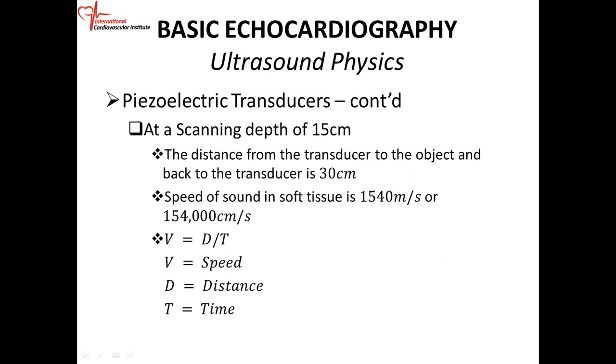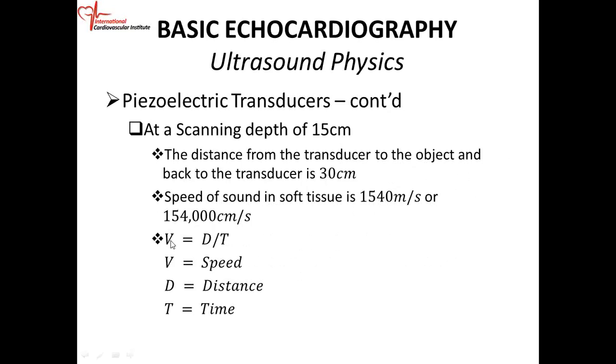So if you have a depth of 15 centimeters, the ultrasound beam has to travel 15 centimeters to the structure and 15 centimeters back to the ultrasound probe. So the total distance that the sound wave is going to travel is 30 centimeters. And we know the speed. The speed of ultrasound in soft tissue is 1540 meters per second. But because this is in centimeters, you have to convert everything to centimeters. So 1540 meters per second is 154,000 centimeters per second. Get all the units straight.